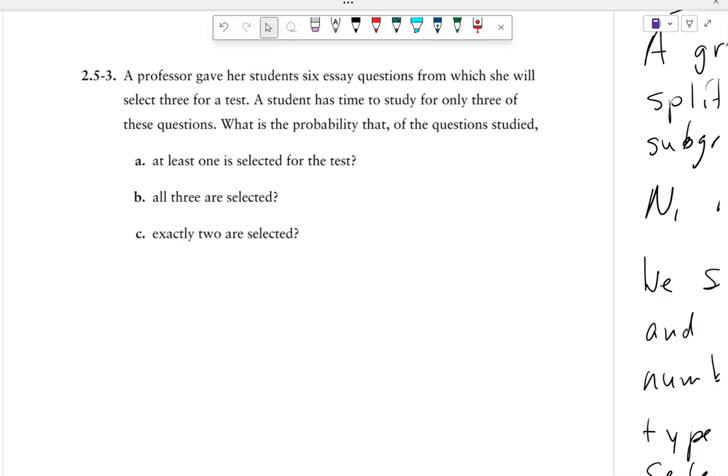Do you have a big group of objects split into 2? Yep, I got a group of 6 essay questions. You got Group 1, the questions the student studied. Group 2, the questions that the student didn't study. Agreed? Okay. And can the same essay question be selected multiple times for the test? No. So it's without replacement.